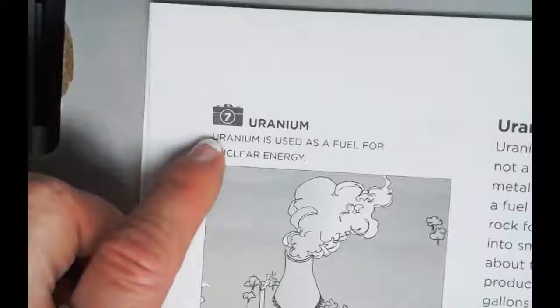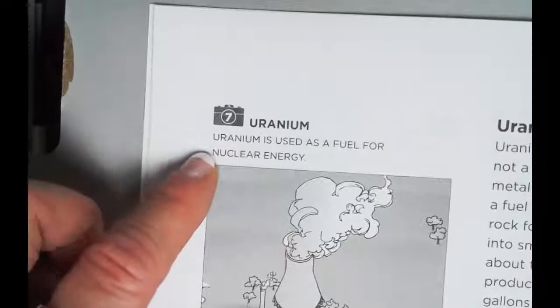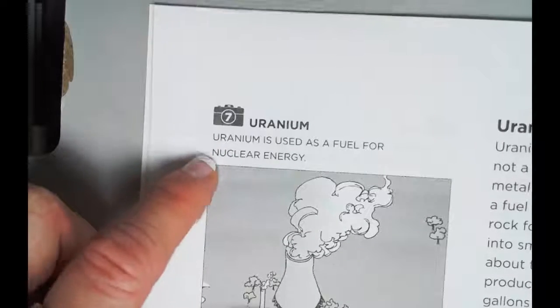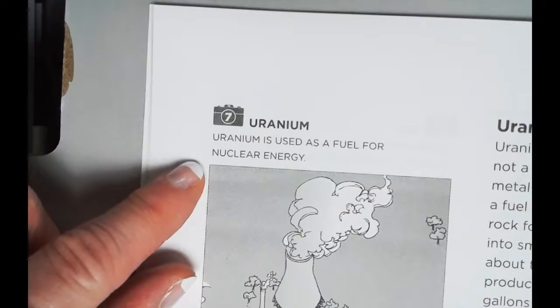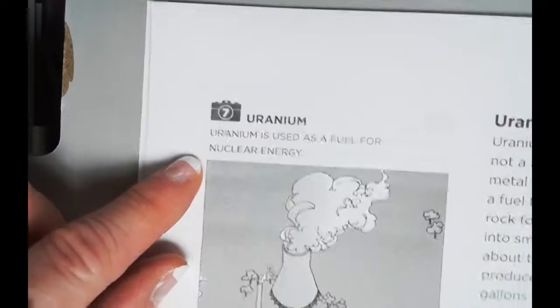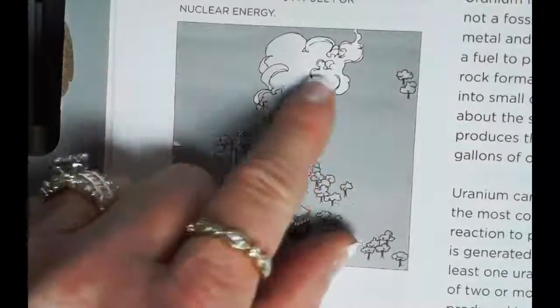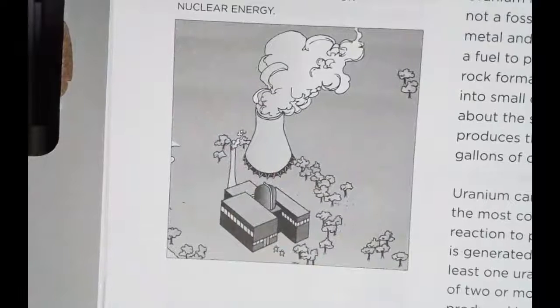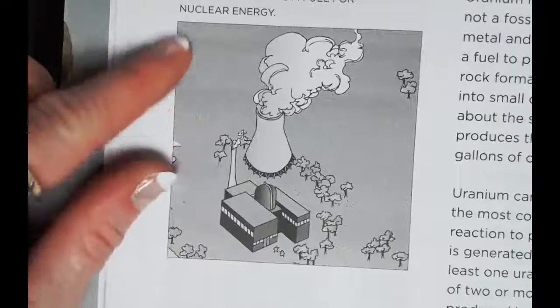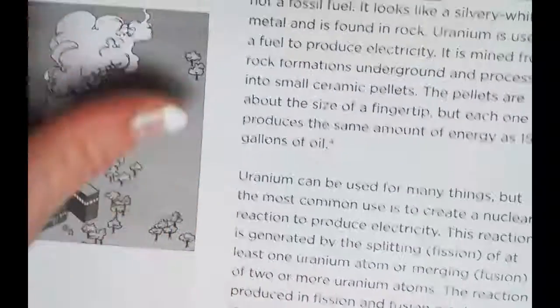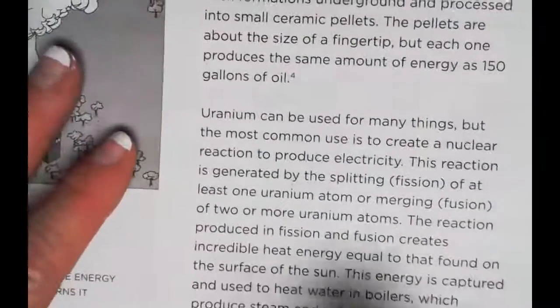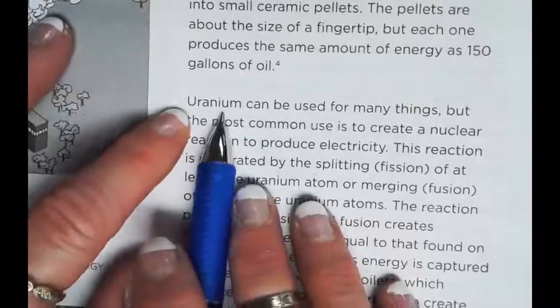Okay, read up there, Connor. Uranium is used for nuclear energy. Okay, so if you've ever seen pictures, those are nuclear power plants. So they use that uranium to burn for nuclear energy. Okay, Lana, read here about uranium.